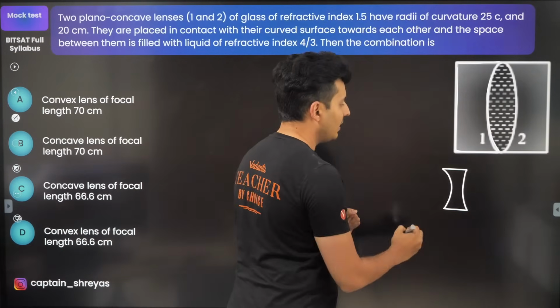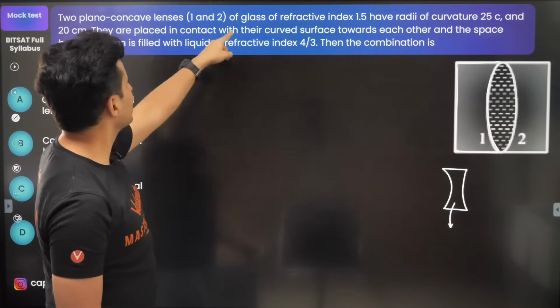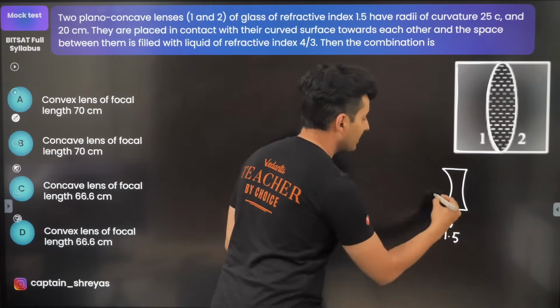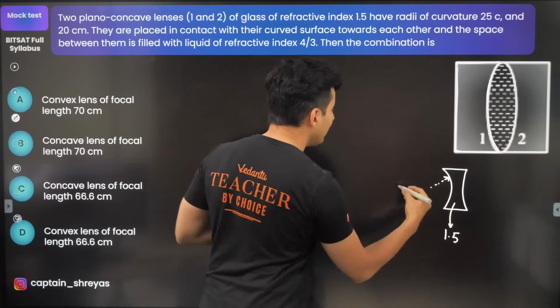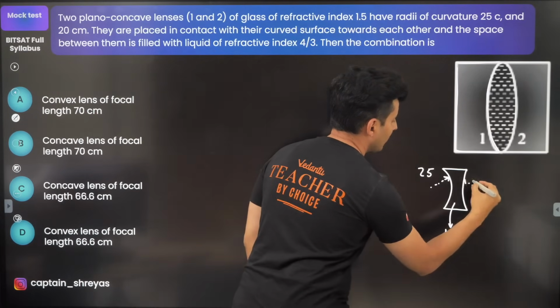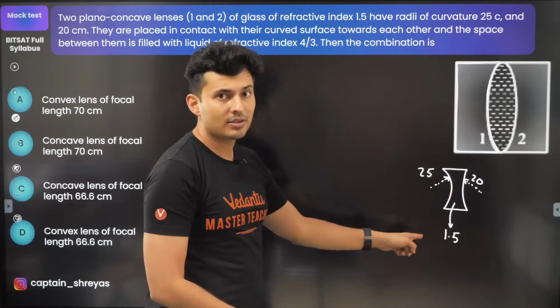So that's a separate one whose refractive index is nothing but 1.5. So 1.5 is the refractive index. One of the radius of curvature will be 25, other will be 20. So one is 25 and the other radius of curvature will be 20. That is what it is going to look like.